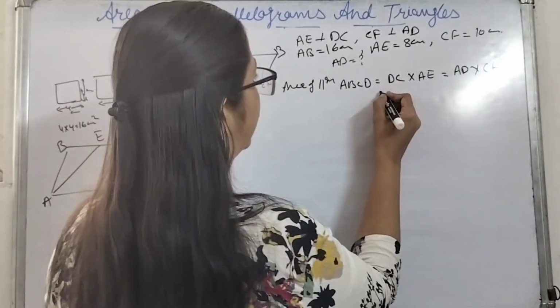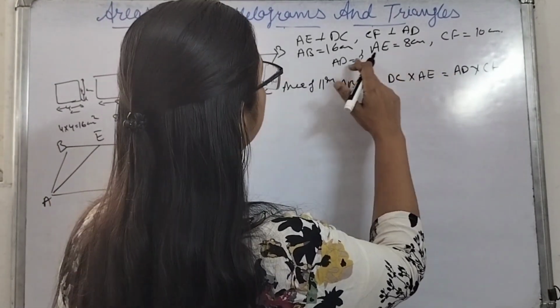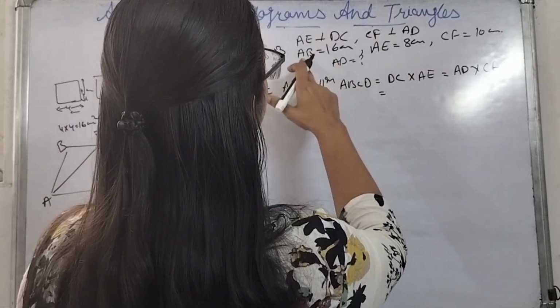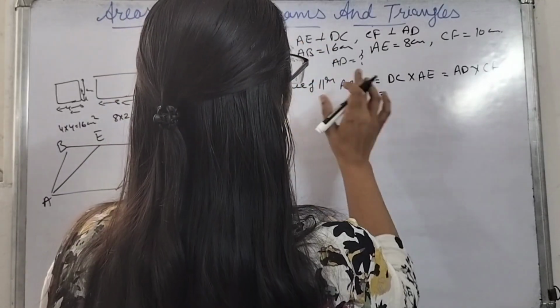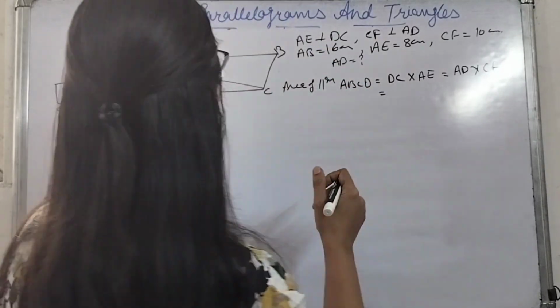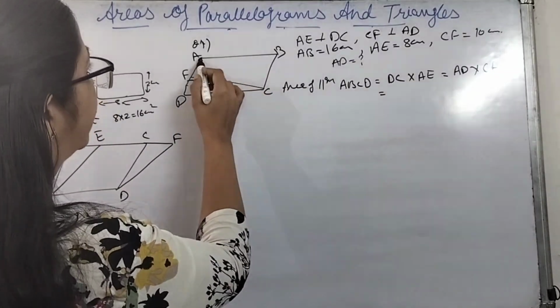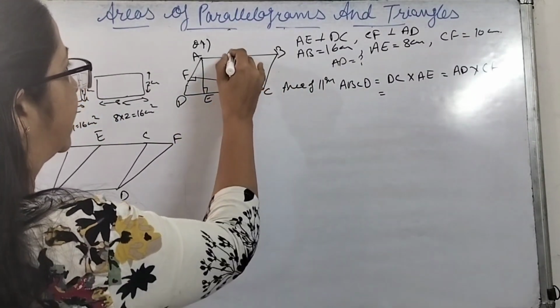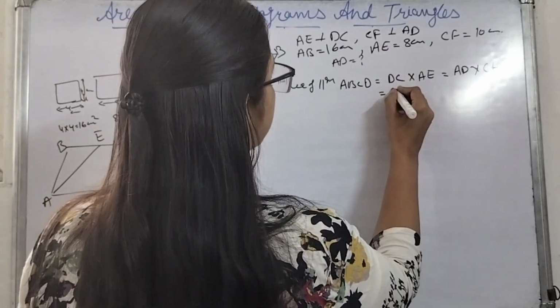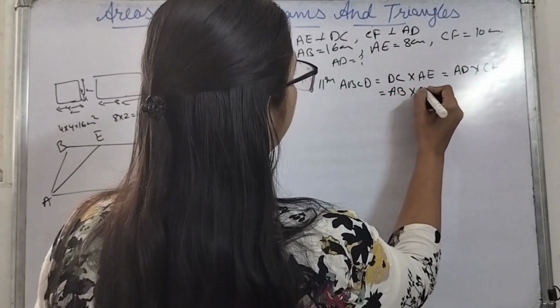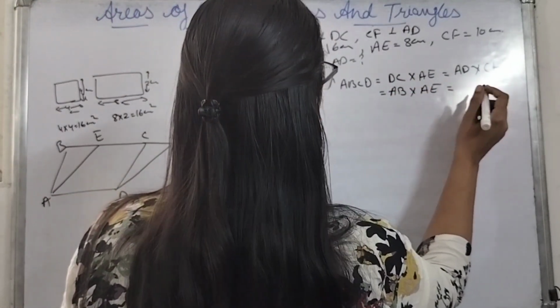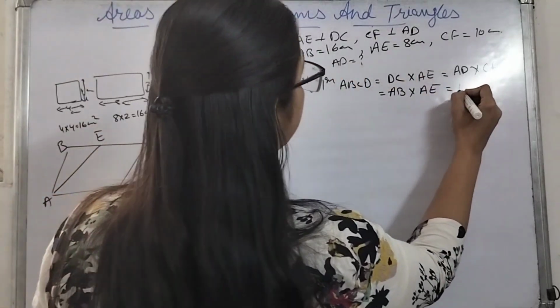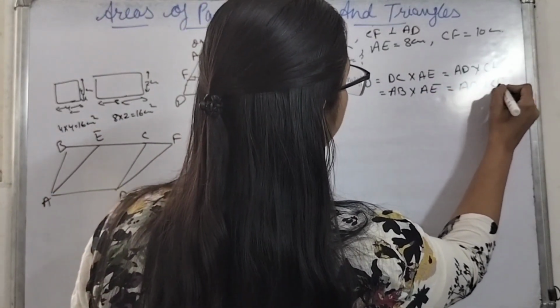Now we'll be keeping the values. DC is perpendicular to AE. All these are given to us. Now DC is even equivalent to AB. These are the opposite sides of the parallelogram. DC and AB will be equal. So instead of DC we can write AB also. Value of AE we are having. AD we have to find, and CF is already given.